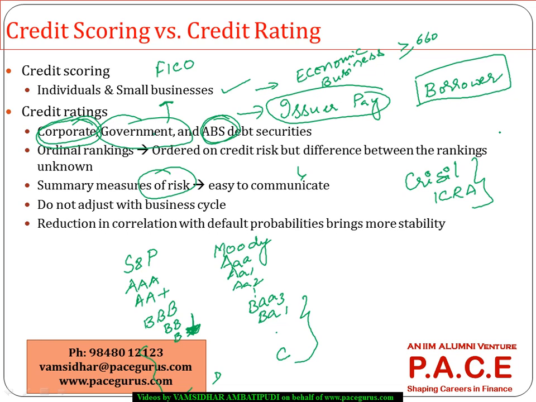And in order to bring in more and more stability into the credit rating models, it might so happen that these rating agencies reduce the correlation between the various default probabilities. Probably there might be a possibility that if in the first year there was no default, then in the second year the chances of default could be higher or lower. By reducing the correlation of the default with the default probabilities, you find that they are trying to bring in more and more consistency or stability into the rating model.